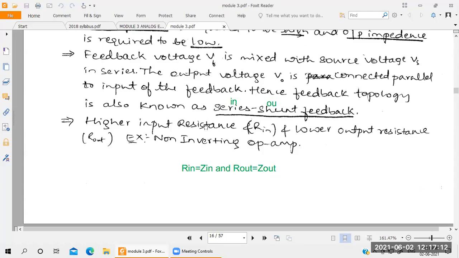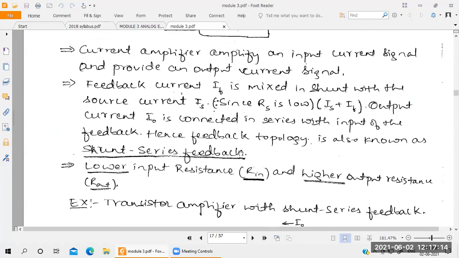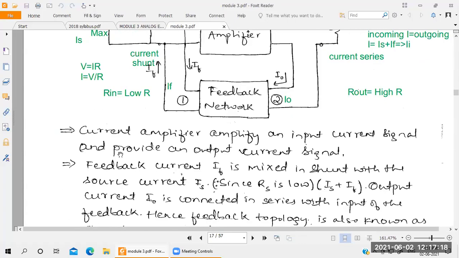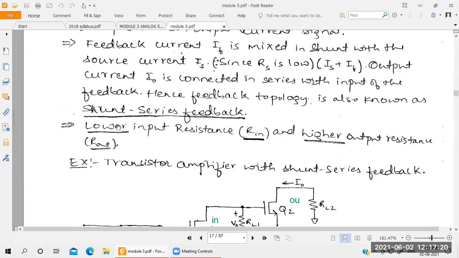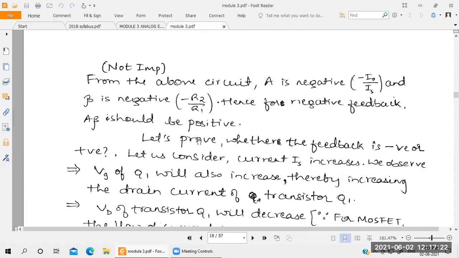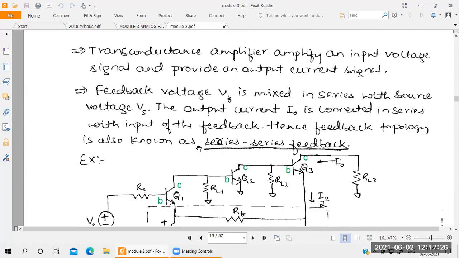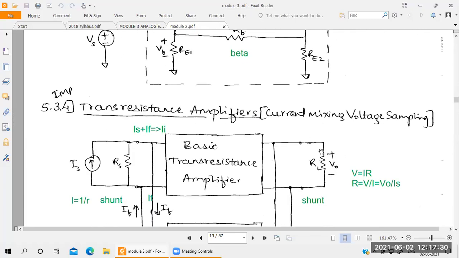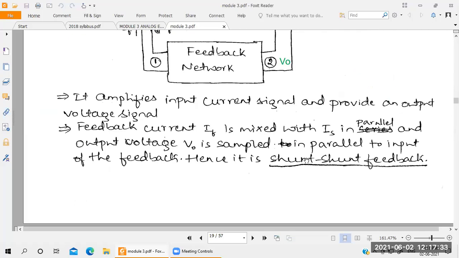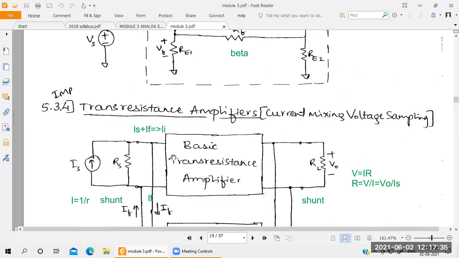Next, shunt series means it's a current amplifier. Remember this one. Next, series series means it's a transconduction amplifier. And the last one is shunt shunt feedback, nothing but a trans resistance amplifier. Remember this one.